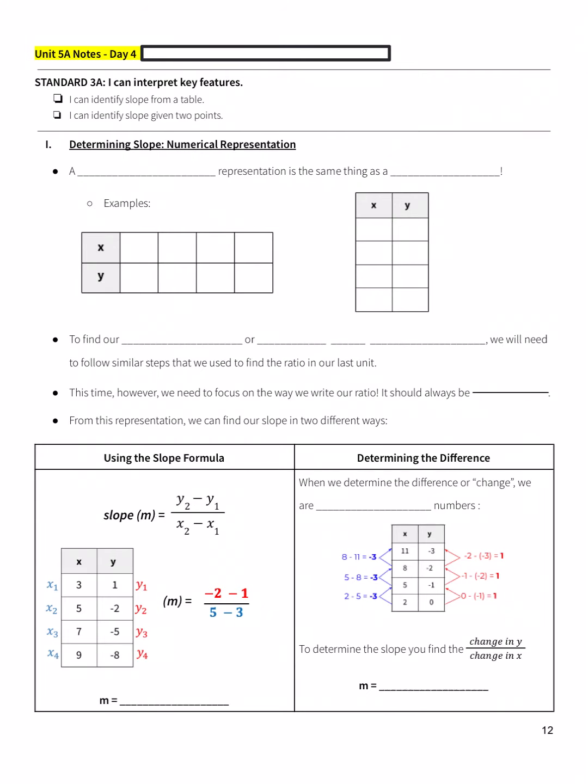This is your Unit 5A, Day 4, video notes. In this video, you are going to practice skills within Standard 3A, I can interpret key features. So we are going to practice determining a slope from a numerical representation, which is a fancy word for a table. So make sure you put this in your notes.